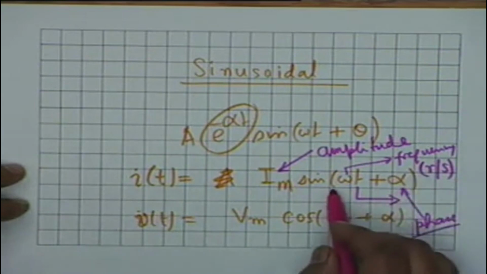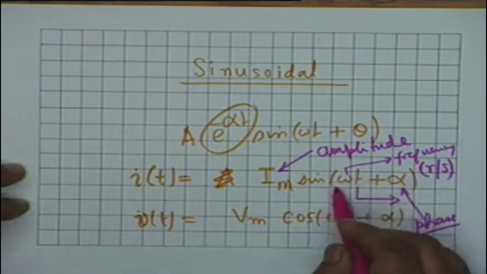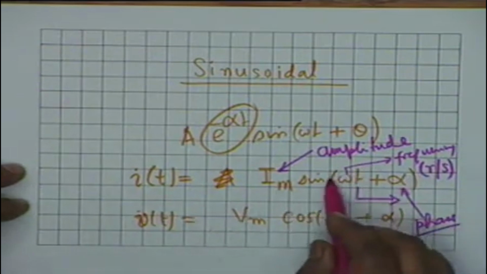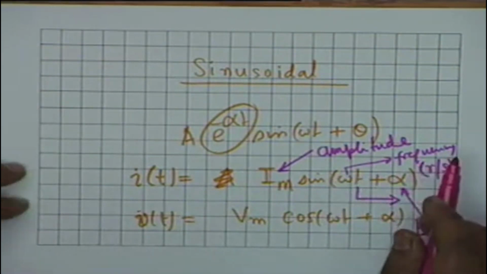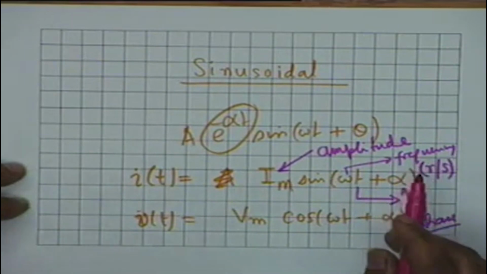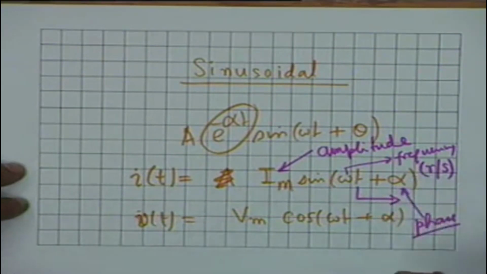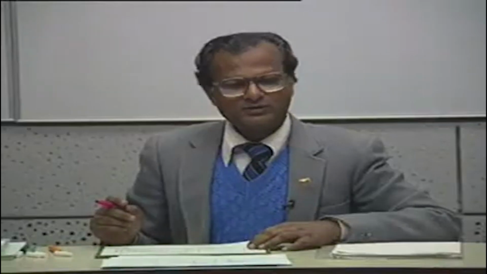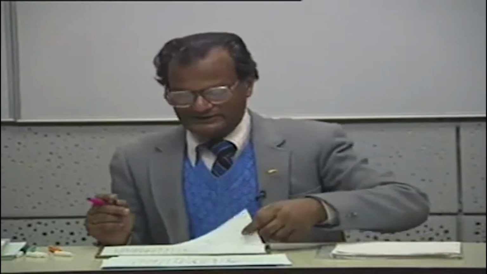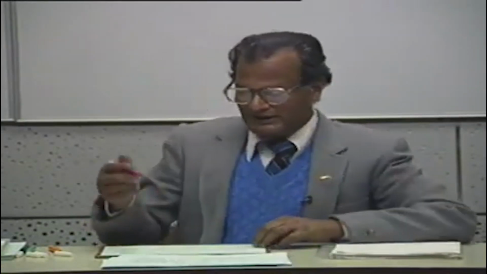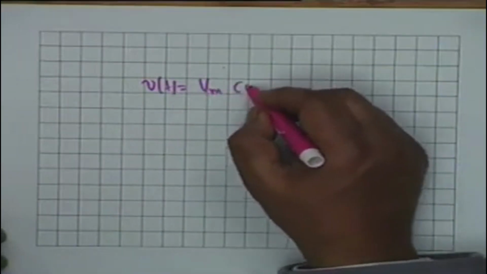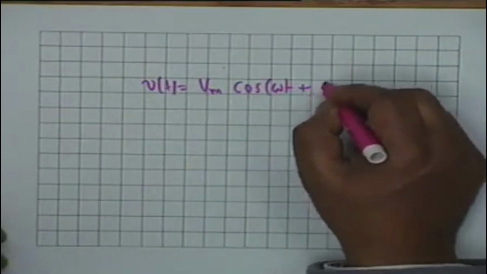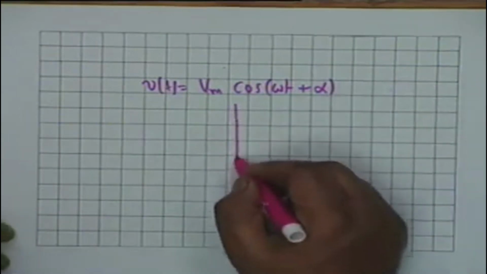Actually, phase stands for whatever the argument of sine is. That is, the total quantity omega t plus alpha is the phase at time t. Alpha is the initial phase, but loosely it is often called the phase. The sketch of a sinusoidal waveform, let's say Vm cosine of omega t plus alpha, is very familiar.